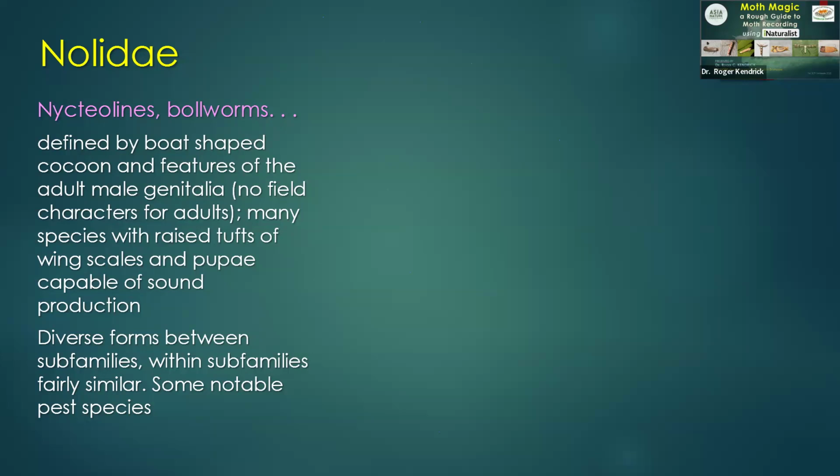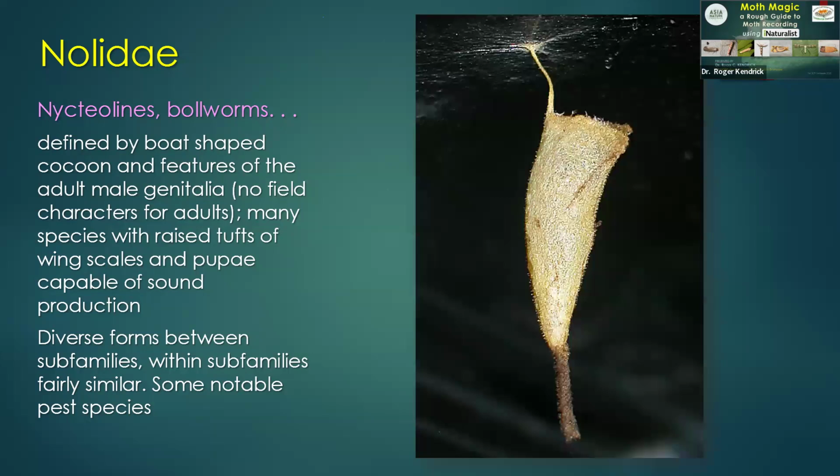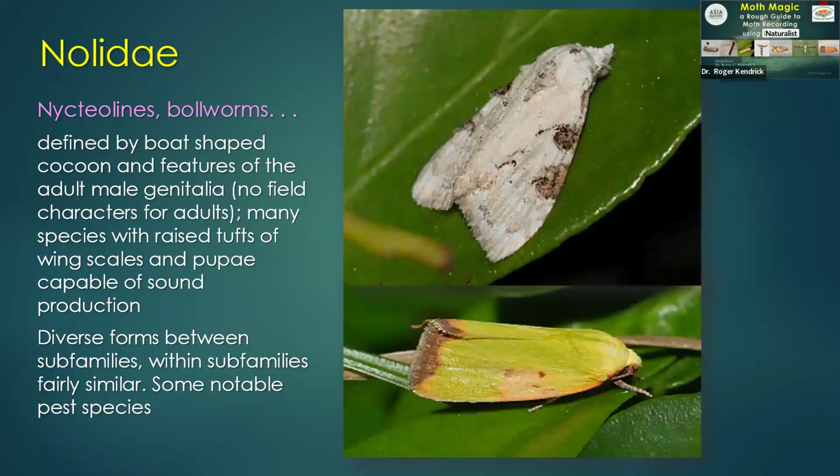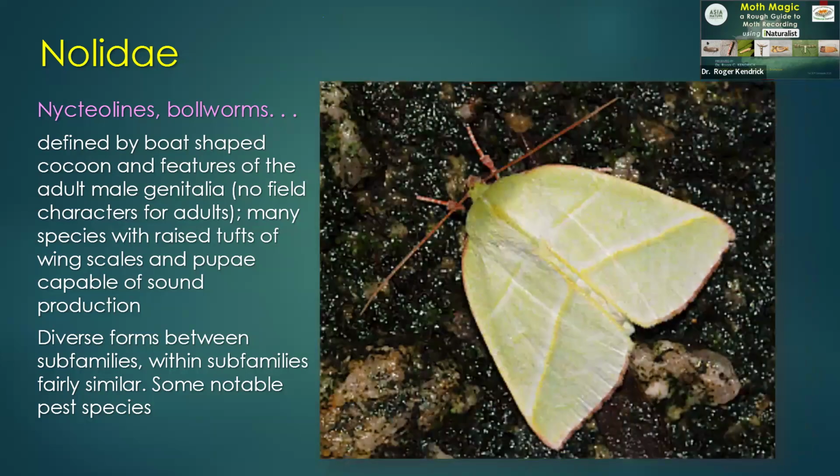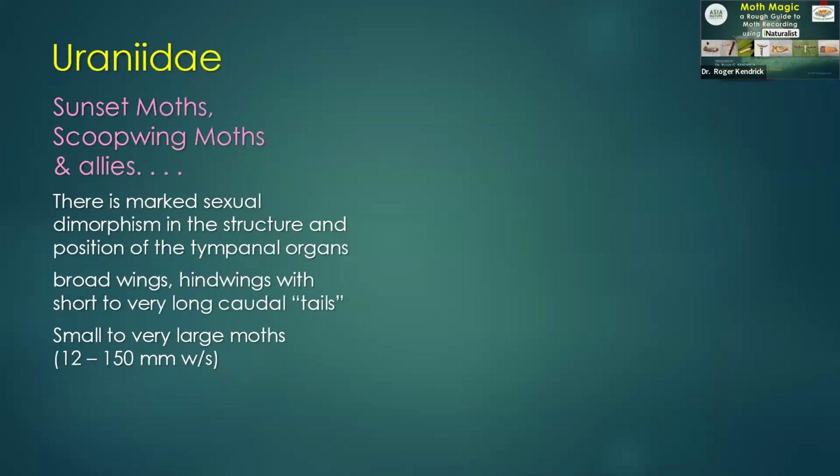Now, here, the key thing for the definition is actually the boat-shaped cocoon. Not going to go into that anymore, but that's what a cocoon looks like in the Nolidae. As to their adult appearance, typically tectiform in posture, but not always. Some are quite small, like Nola and Arius. Some get a bit bigger, Blenina, and other genera within the Chloephorinae. Now, that's enough said about them, enough time we have.